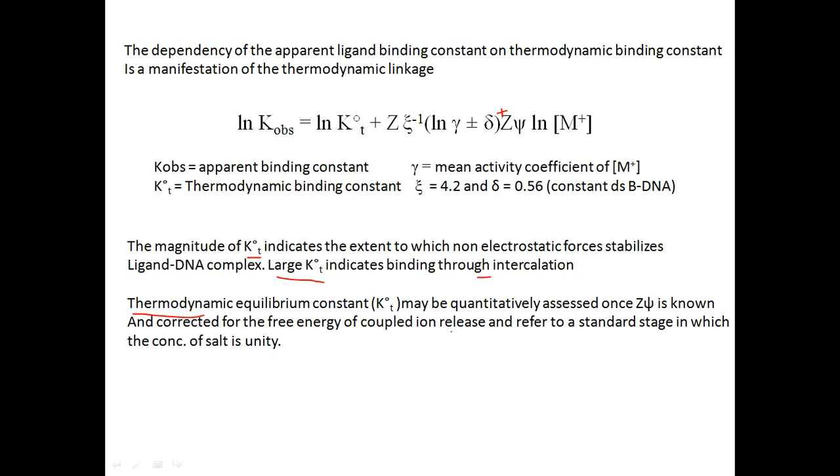So thermodynamic equilibrium constants may be quantitatively assessed once Z psi is known, and corrected to free energy for coupled ion release, and referred to the standard state in which the concentration of salt is unity. So this thermodynamic constant helps in determining the possible mode of binding also, that is, whether it is an intercalative mode, and K absorb is called the apparent binding constant. So the total binding constant involves a thermodynamic concept as well as the charge of the metal ion as well as the charge of the cation that is involved in the binding to the nucleic acid.